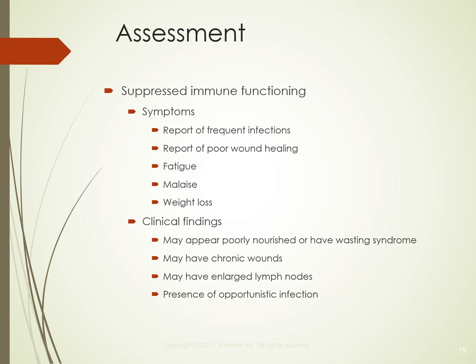Suppressed immune functioning includes symptoms of frequent infections, report of poor wound healing, fatigue, malaise, and weight loss. Clinical findings: they may appear poorly nourished or have wasting syndrome, may have chronic wounds, may have enlarged lymph nodes, and presence of an opportunistic infection.